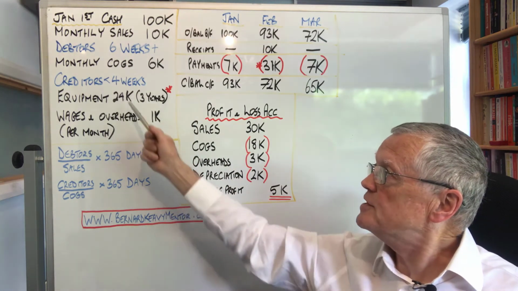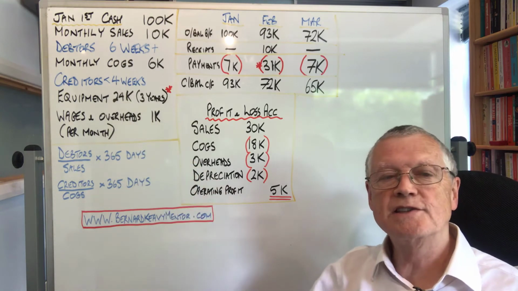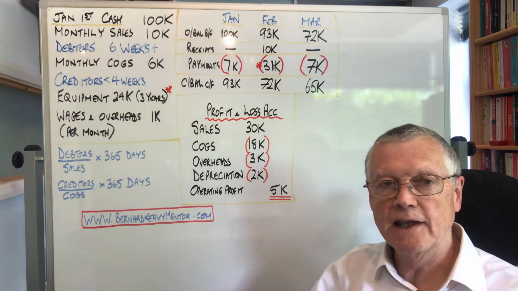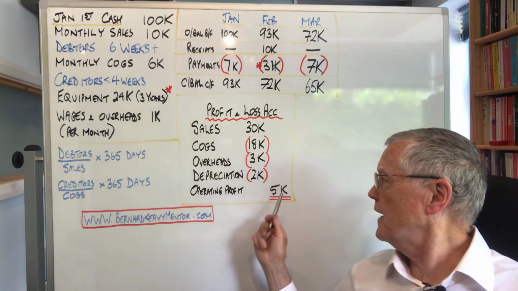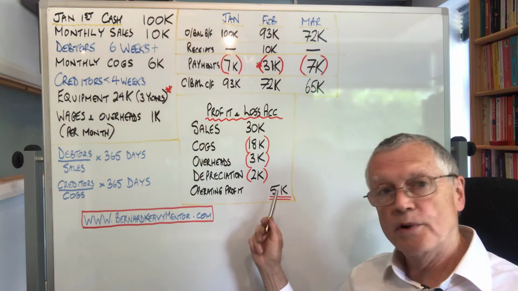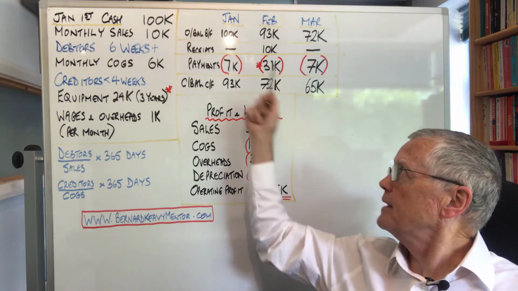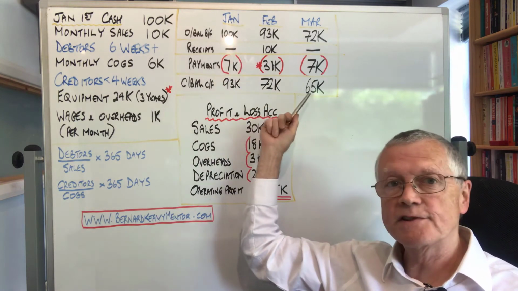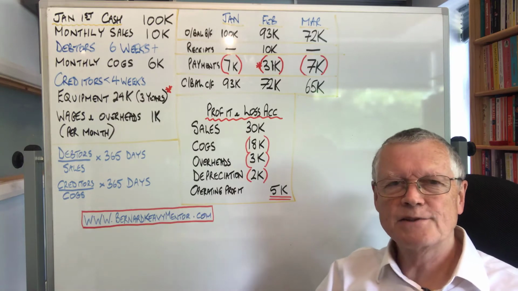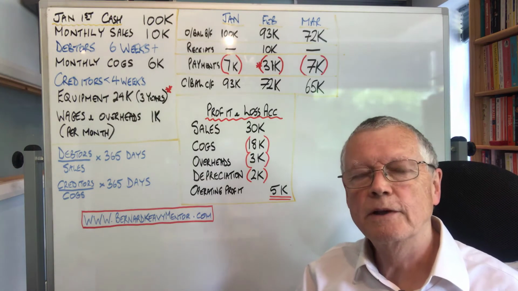And we've had to depreciate this equipment we bought, and we're depreciating it on a straight line, 8,000 a year over 3 years, so that's 2k over the quarter. So we've made an operating profit in the first quarter of 5,000, but we've seen our bank balance fall from 100,000 to 65,000, and that's a fairly typical scenario if you're not careful.